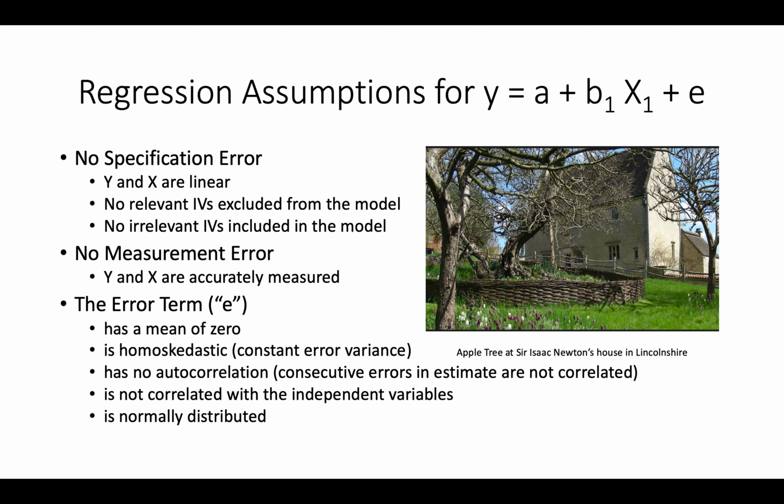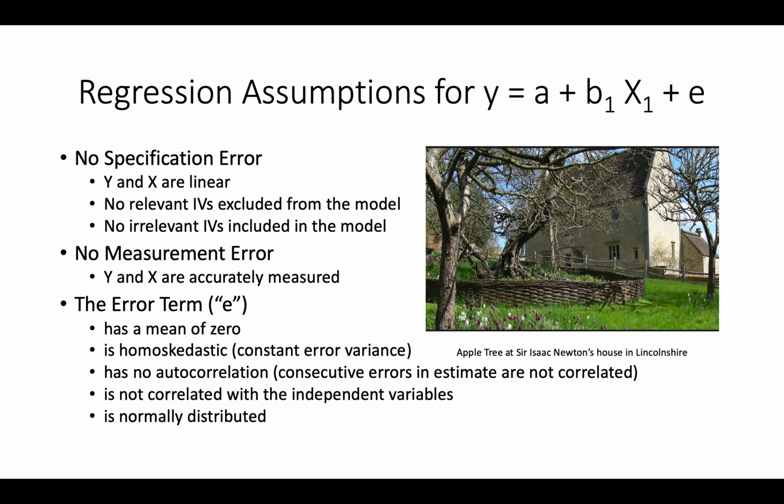Let's pause for a moment. Conceptually speaking, the error term is the e of the equation y equals a plus b sub 1 x sub 1 plus e in a bivariate regression, and y equals a plus b sub 1 x sub 1 plus b sub 2 x sub 2 plus b sub i to n times x sub i to n plus e in a multivariate regression.